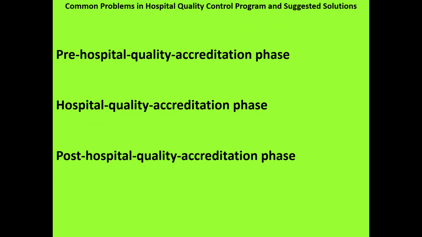I shall categorize the common problems into three phases: the pre-hospital quality accreditation phase, so before going for the quality accreditation, the hospital quality accreditation phase, and then the post-hospital quality accreditation phase. There are problems that cut across the three phases, meaning problems that are present in all three phases, or problems in the earlier phase, such as in the pre-accreditation phase, that may persist and spill over to the next phase or phases, and problems predominantly present in a particular phase.